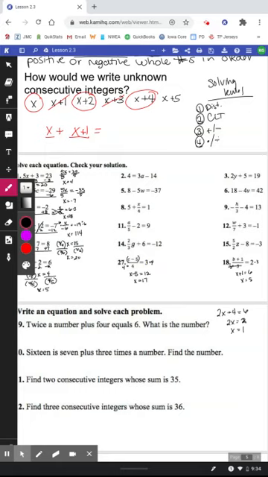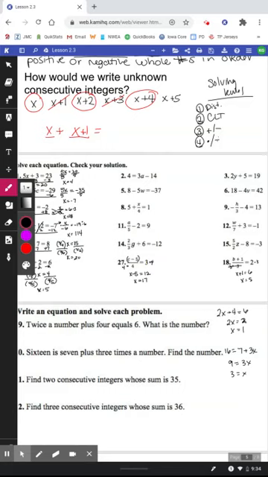Number 20 says 16 is, so 16 equals 7 plus 3 times the number, so 7 plus 3x. Subtract 7 to both sides, which gives me 9 equals 3x. Divide by 3, and x equals 3.